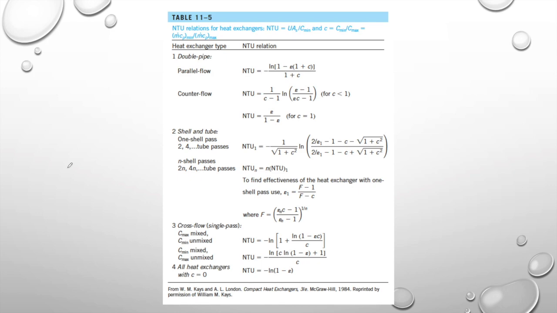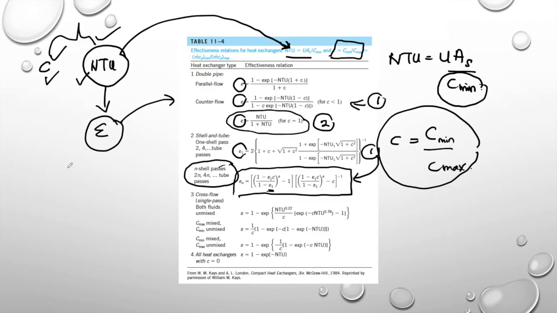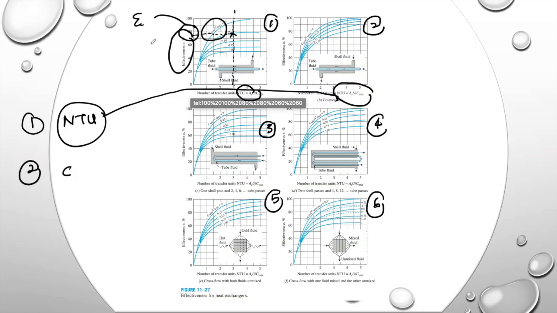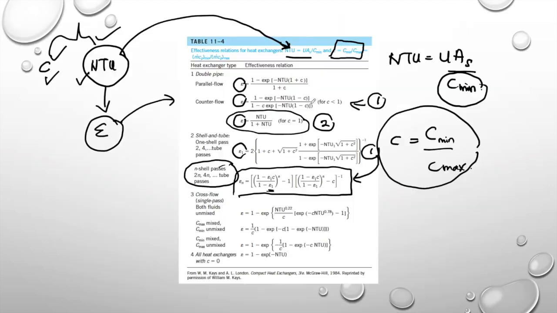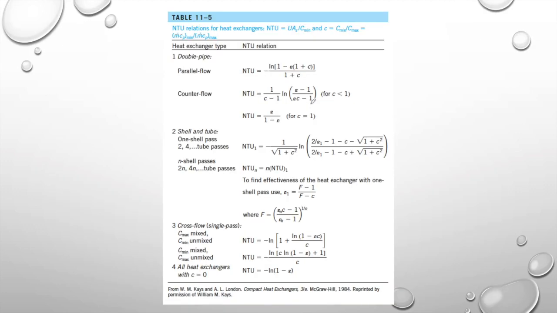Now that is another table, 11.5. We have 11.4 where we know the NTU value and the c value, and then we can refer to the epsilon. So this figure is the same as table 11.4, but now for table 11.5, you want to find the NTU value. You do not know the NTU value because, for example, you do not have the value for U, and you cannot solve the NTU equation.